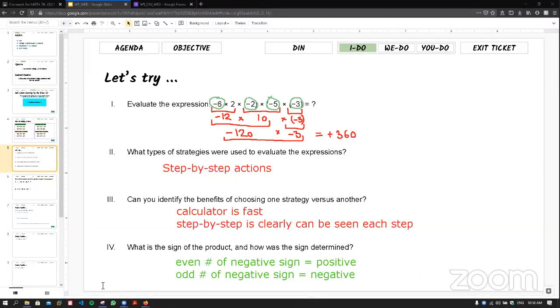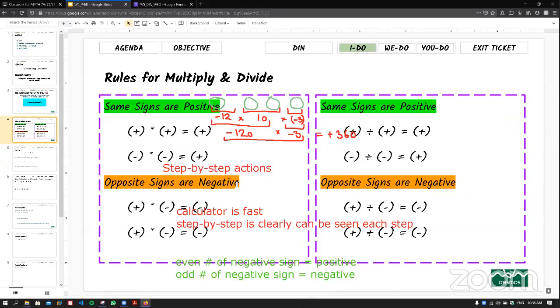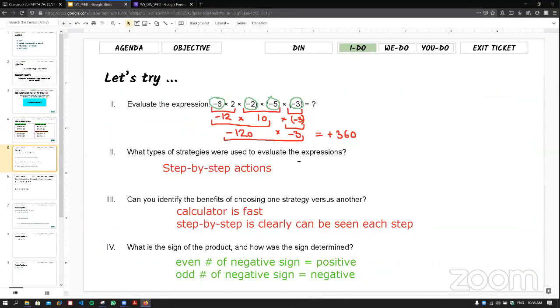If you go back to the previous slide, let me show you. For the opposite signs being negative, when you see the multiplication, there is only one negative sign, right? So that's why your result is negative. One is an odd number, so you ended up with a negative result. For the same sign being positive, it's because if you have 2 negative signs, which is an even number, you end up with positive. So this is how we can generalize what we know in math.